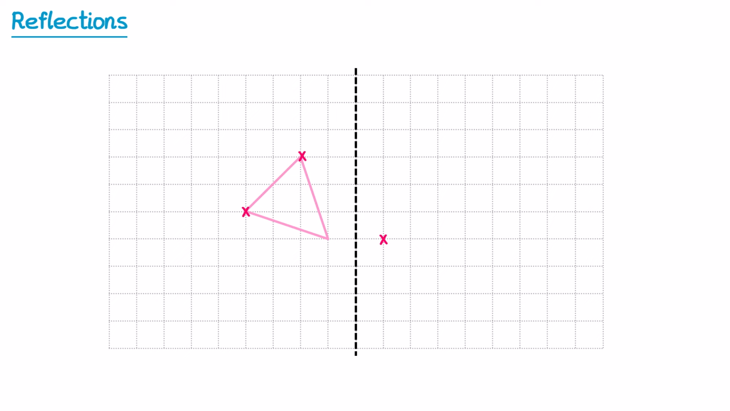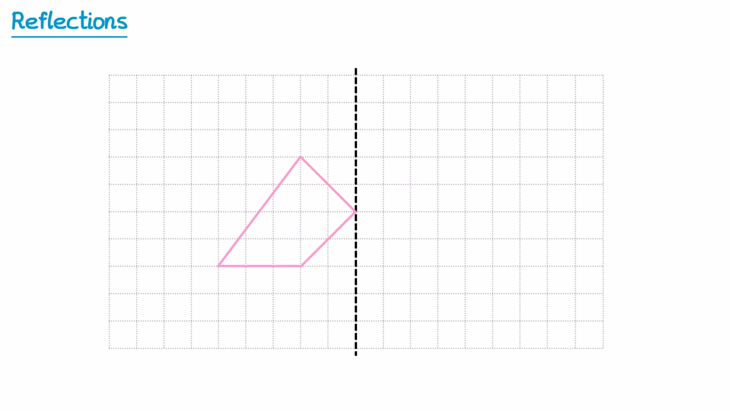The corner at the top is two squares away from the mirror line, so its reflection will also be two squares away from the mirror line. And the remaining corner is 1, 2, 3, 4 squares away from the mirror line, so its reflection should be 1, 2, 3, 4 squares away from the mirror line as well. So if we reflected this triangle, it would look like this.